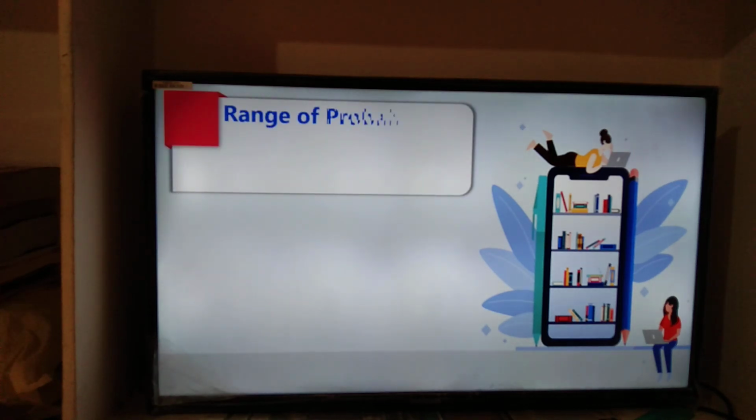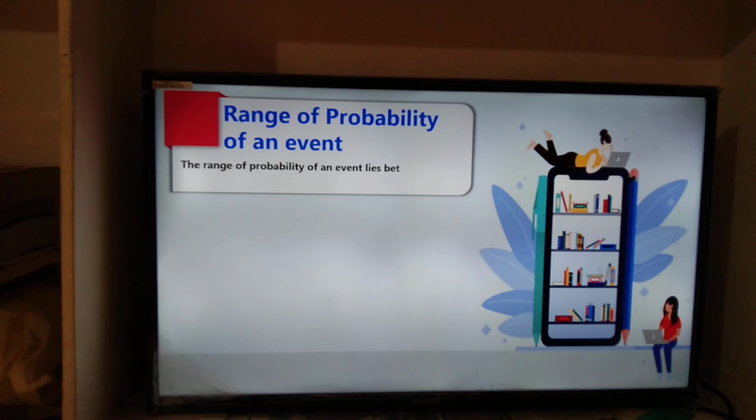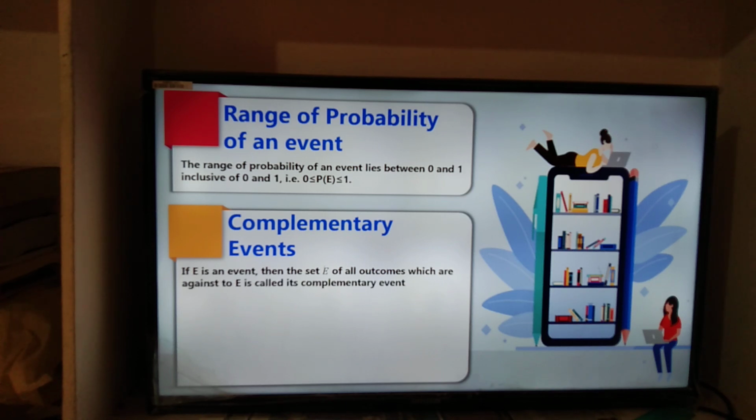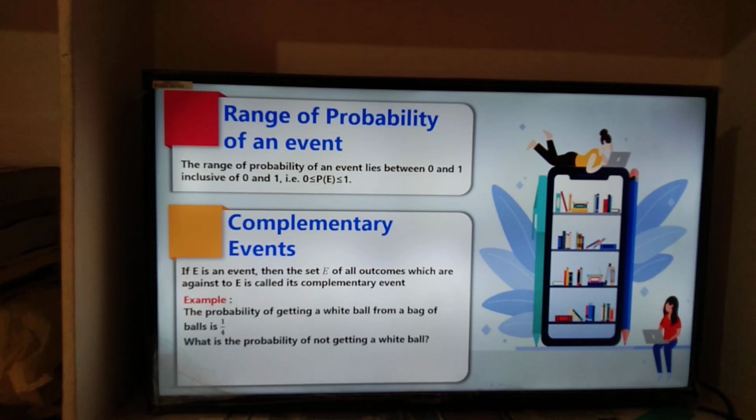Now, range of probability of an event. The range of probability of an event lies between 0 and 1, inclusive of 0 and 1. Complementary events: if E is an event, then the set E' of all outcomes which are against E is called its complementary event. The probability of getting a white ball from a bag of balls is 1 by 4. Then what is the probability of not getting a white ball? That is 1 minus P of E.